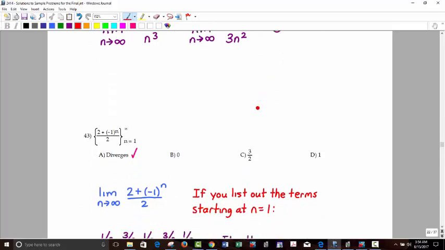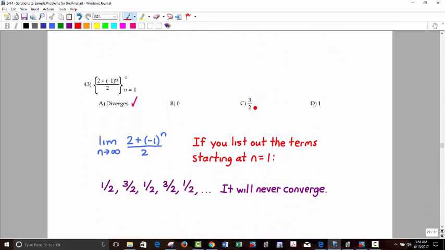Let's take a look at number 43. If you started listing out the terms like I did here, because it's tricky with that (-1)^n when you evaluate that limit. It's kind of weird. If I had n in the denominator, then the whole thing would go to 0, or any power of n. But here, if you just list the terms out, starting with 1, you're just going to go back and forth between 1/2, 3/2, 1/2, 3/2, 1/2, forever and ever.